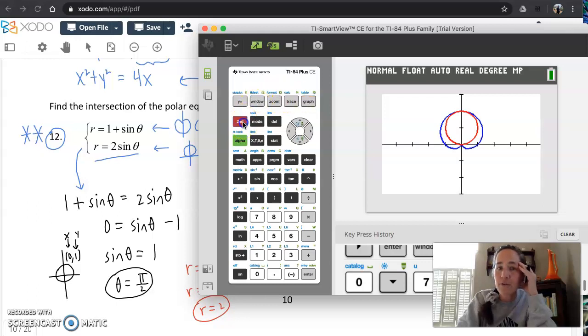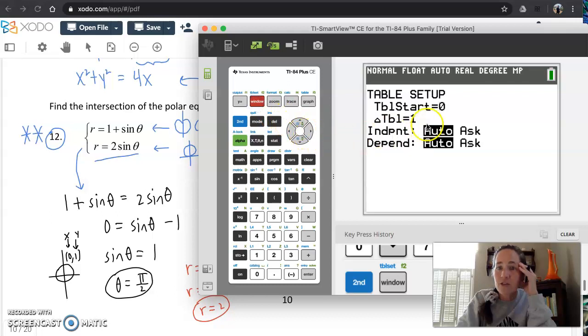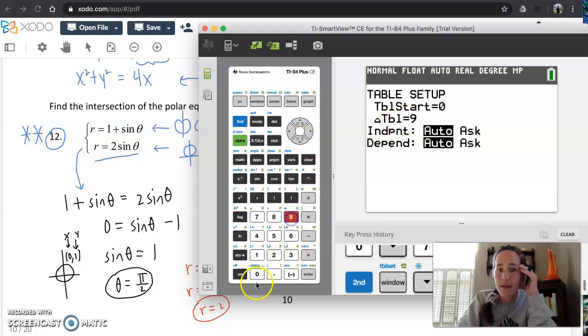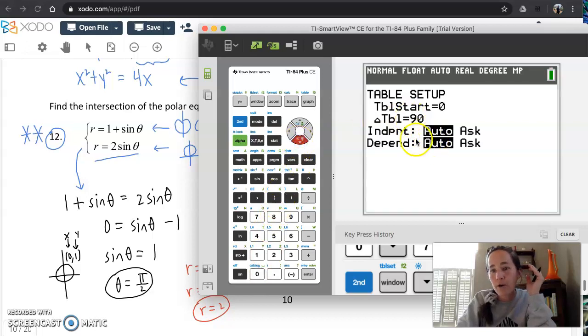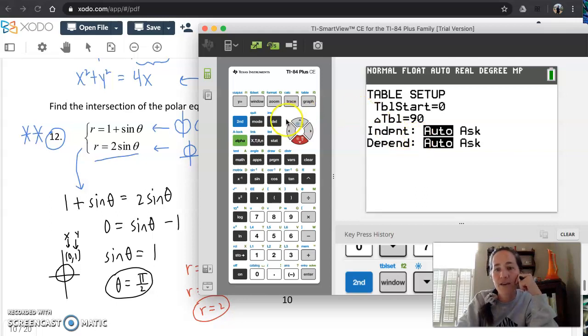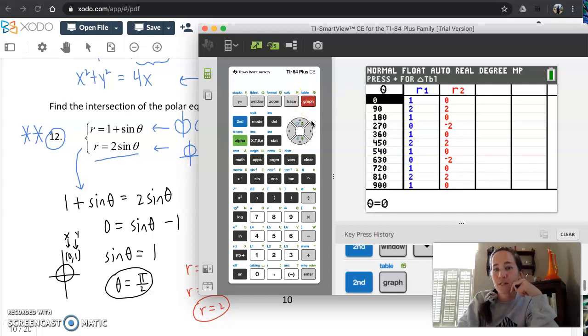Now that I'm in degree mode, let's go back to our table settings. Start at 0 degrees, and I want you to just graph the quadrantals. I want my delta table, what the table is going to count by, to be 90 degrees. So I'll put a 90 in here and set both of these on auto, so the independent and dependent variable values get filled in automatically. Let's check out the table. It should show us what's happening on both graphs simultaneously.